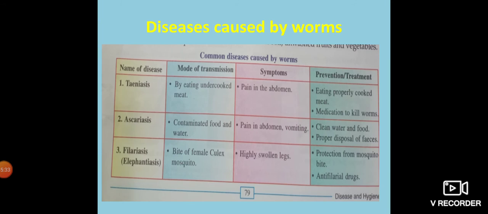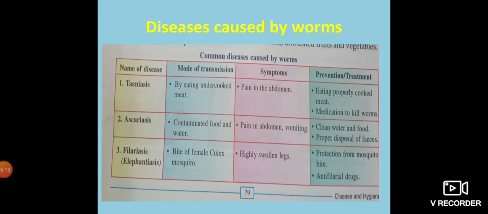The next disease caused by a worm is Teniasis. Teniasis means the disease caused by another worm called Taenia, or tapeworm. In Malayalam, we use the word Nadavira. So that is a tapeworm. This tapeworm causes the disease called Teniasis.